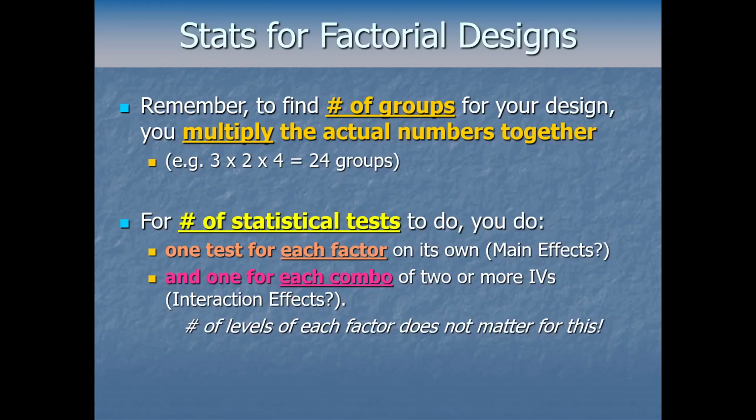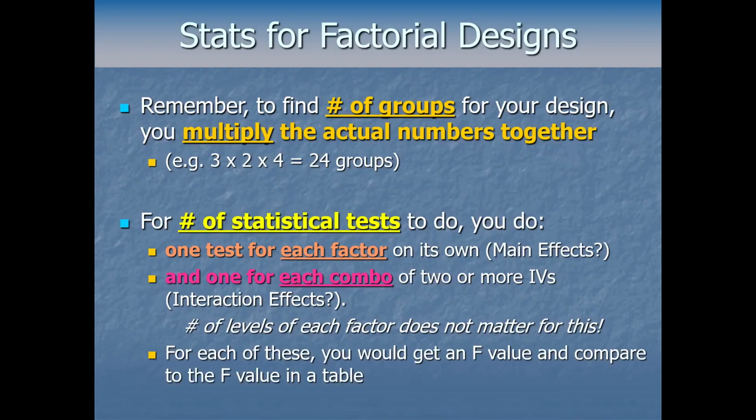Now if you have 3 factors, as we saw in the slide before this, it'll always be 7 statistical tests. And actually by the time you get to 4 factors or more, it gets pretty crazy. So like with 4 factors, there are 4 main effects you would test, plus something like 11 interaction effects that you would need to test statistically.